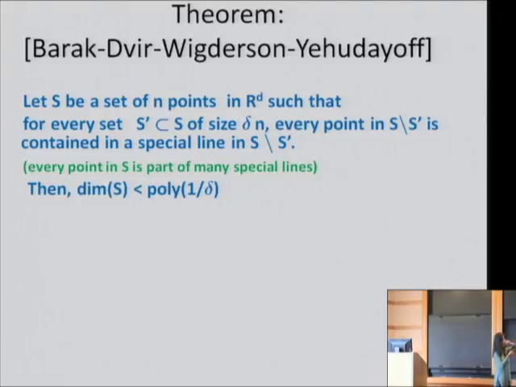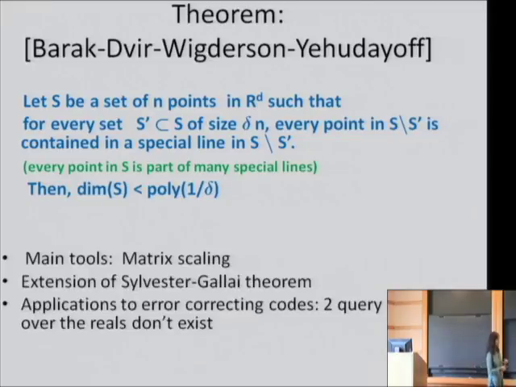So more precisely, they show that if S is a set of points, and whenever you take any subset of size 1/10 of this set and throw it away, then in the remaining set, every point is part of some special line in the remaining set. Suppose you have this condition, then they showed that the dimension of the set of points is some small constant. And so this is an extension of the Sylvester-Gallai theorem, and this shows that two query locally correctable codes don't exist over the real numbers. And this uses some very nice ideas such as matrix scaling.